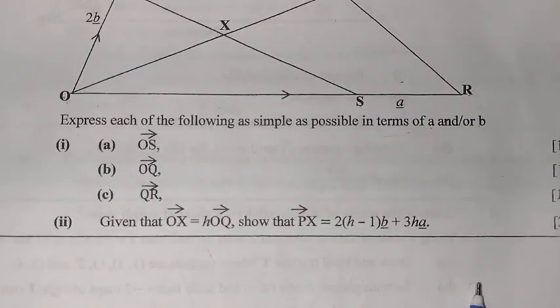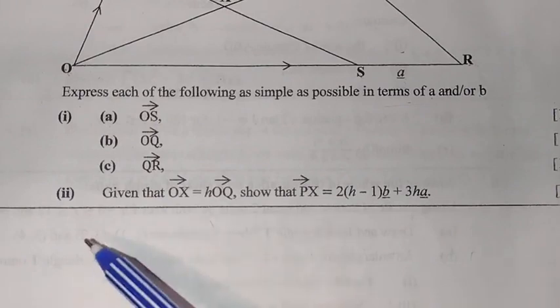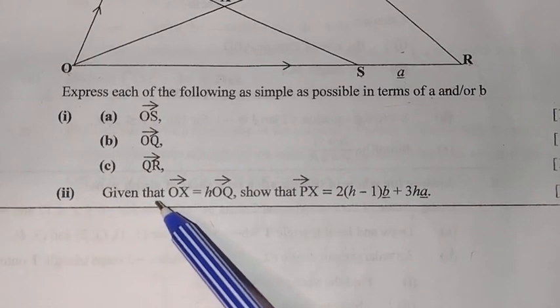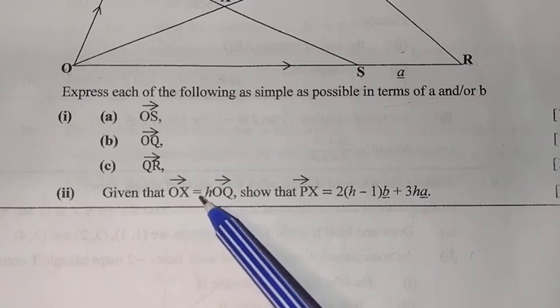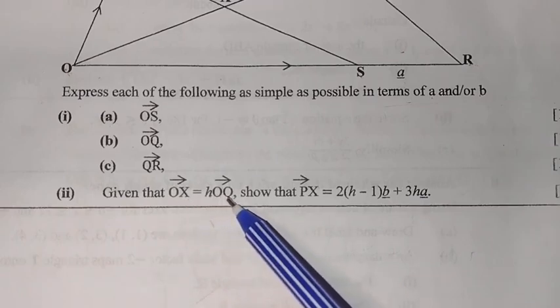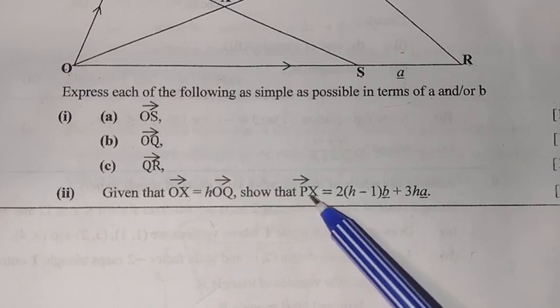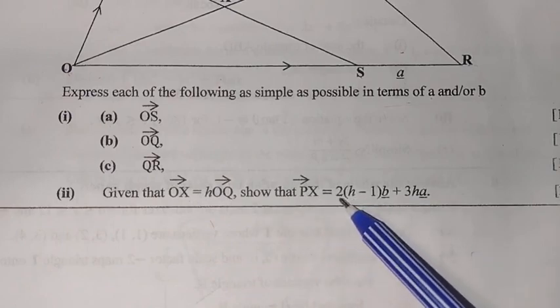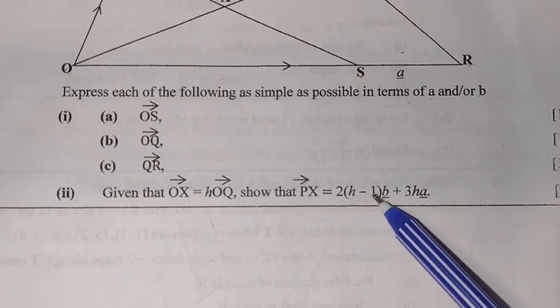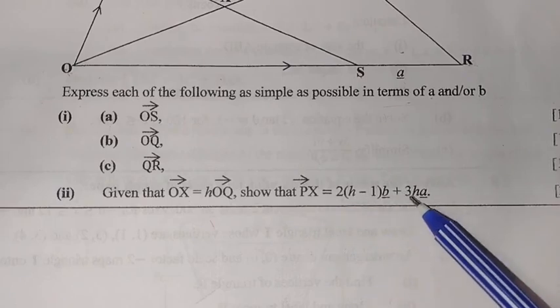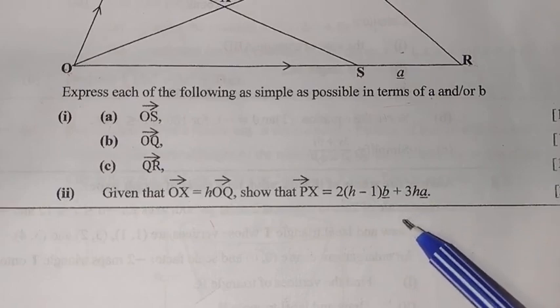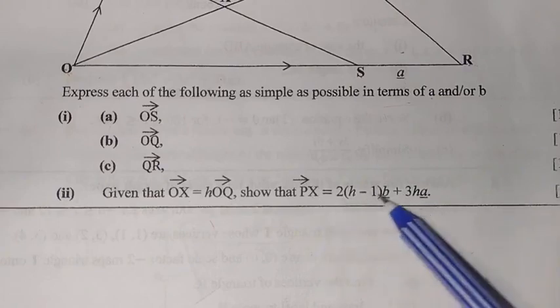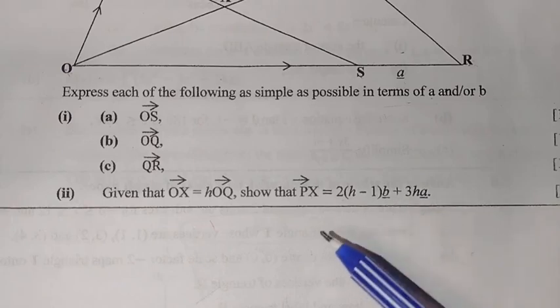So let's just look at our last question. Given that OX is equal to HOQ, show that PX is equal to 2, in brackets H minus 1, then B vector plus 3HA. So here we just need to prove how this answer came about. So the information is very important.